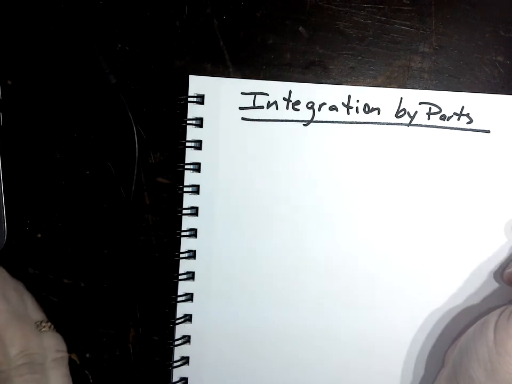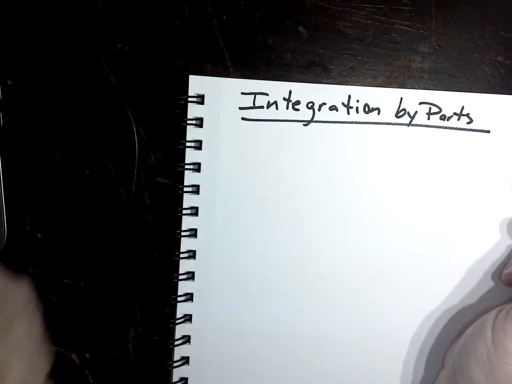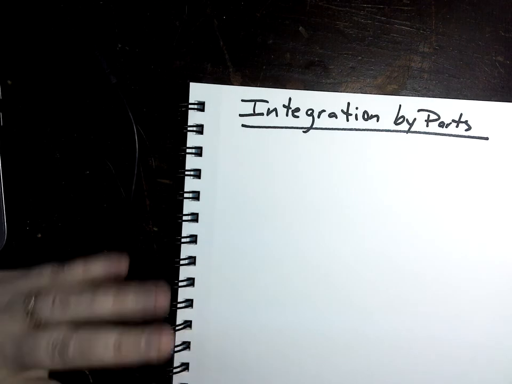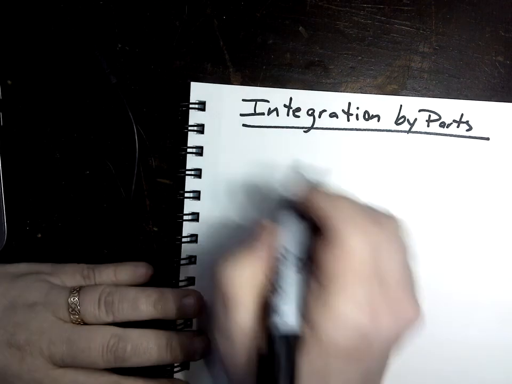Use substitution. That was a way of undoing the chain rule. When we do integration by parts, it's a way of undoing the product rule. So let me show you what I mean by that.